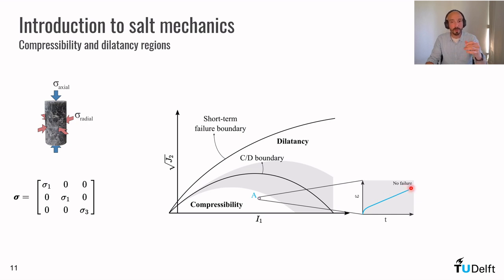This is called creep. More specifically, this first part here is called transient creep, and this second part, where it deforms at a constant rate, is called steady state creep.